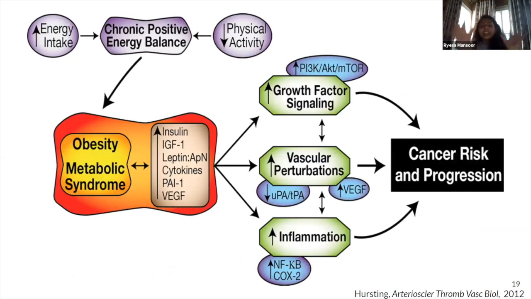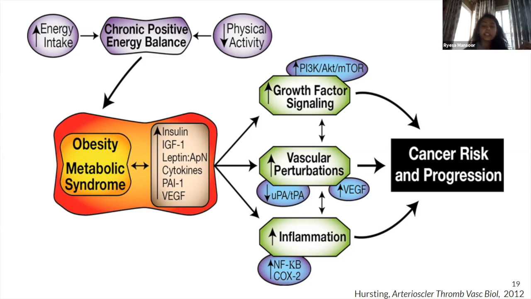And so to finally kind of tie everything together, this is an image that Dr. Hursting used during one of our lectures, which I thought was a really good way to just summarize it all up. But essentially, when you have an obese individual, especially with cancer, they are going to have manifestation of symptoms similar to metabolic syndrome. So you're going to see increased insulin, insulin-like growth factor, an increased leptin to adiponectin ratio, et cetera.